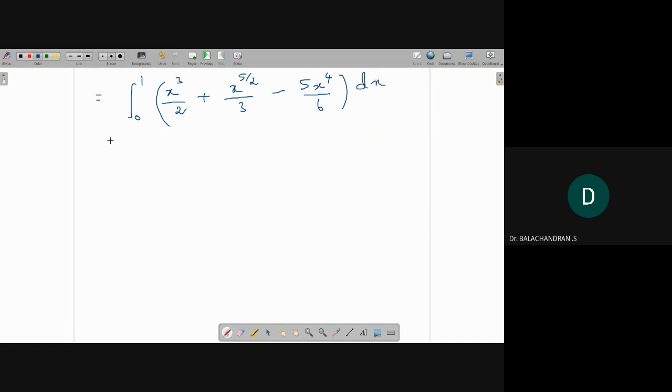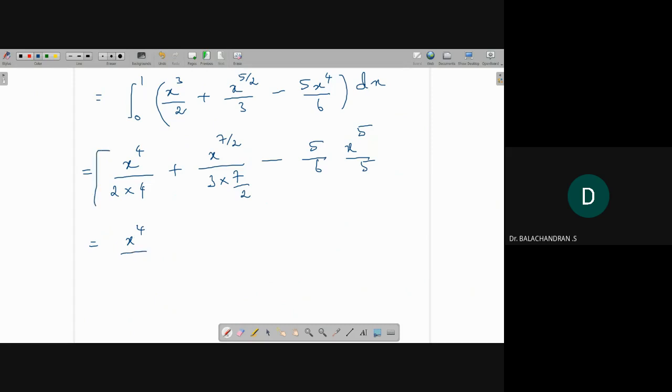Into dx. Next, it is a single integral with respect to x. We will get x power 4 by 8, plus x power 5 by 2 plus 1. 5 by 2 plus 1 is 7 by 2, divided by, already you have 3, into 7 by 2, minus 5 by 6 into x power 5 by 5. Here also it is better to write initially x power 4, here 2 into 4, so x power 4 by 8, but the limit is 0 to 1.